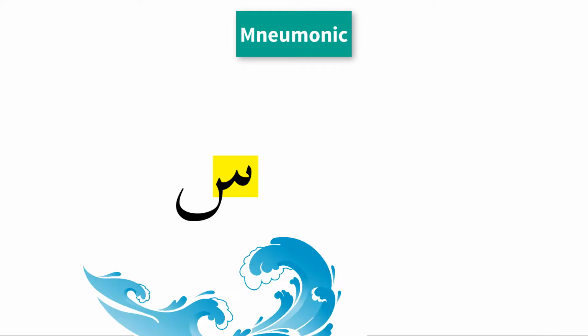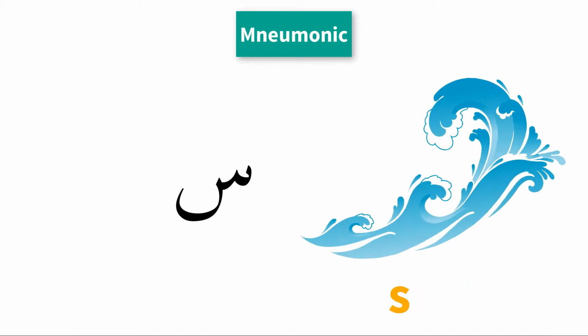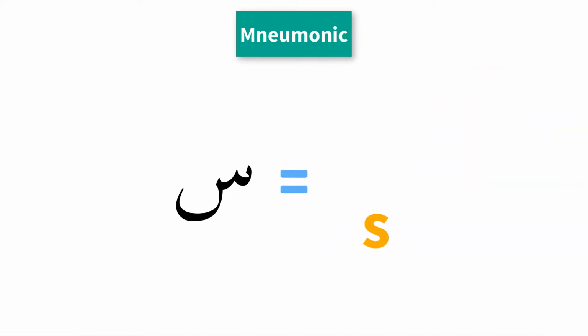This letter is quite easy to remember if you imagine the two semicircles at the beginning to be waves in the sea. The word sea begins with the letter S, which is exactly the sound produced by the letter seen.